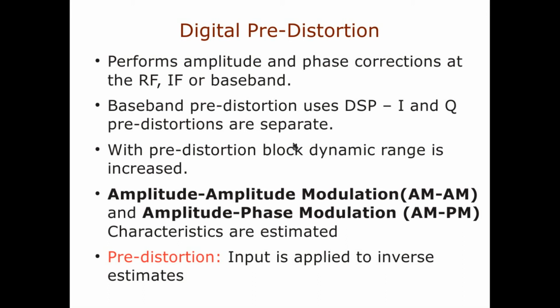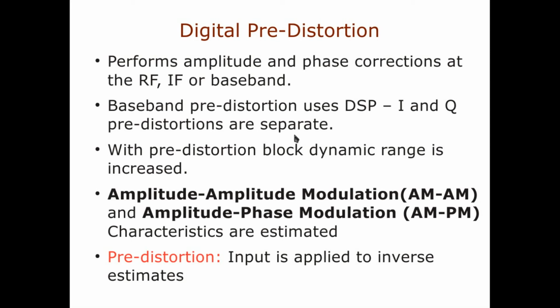So the digital pre-distortion blocks can basically be applied at any of the stages, which can be at the RF or the IF or even the baseband. So the baseband pre-distortion is usually implemented in a DSP, and I and Q components are dealt with separately in these pre-distortion blocks. While doing this pre-distortion, the dynamic range is increased in the process.